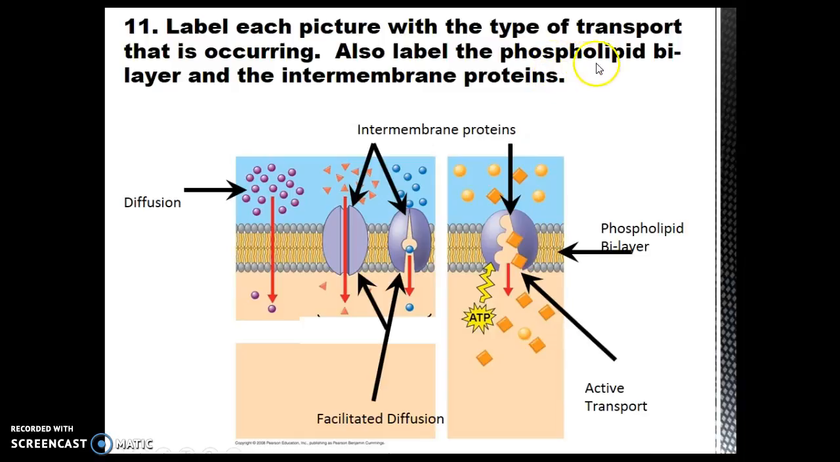Labeling the phospholipid bilayer. Right here is our phospholipid bilayer, or you could have labeled way over here as well. And then the intermembrane proteins. Here's one, here's the other, and then here's an intermembrane protein as well. Remember, diffusion, they can go straight through the membrane. Facilitated diffusion, they have to have that intermembrane protein. And then active transport also has to have the protein, and we also have to have ATP or energy.